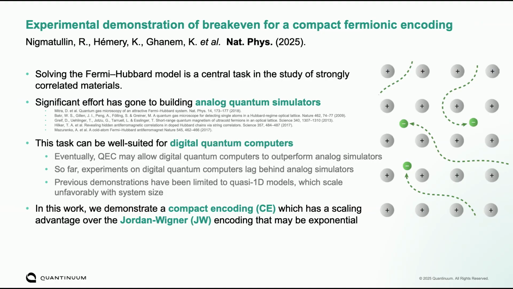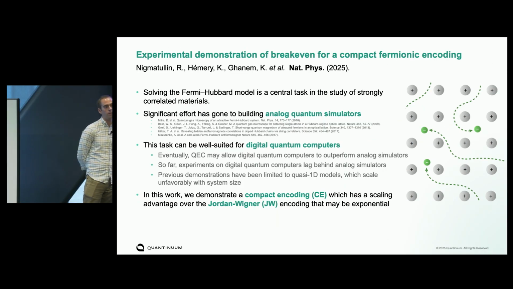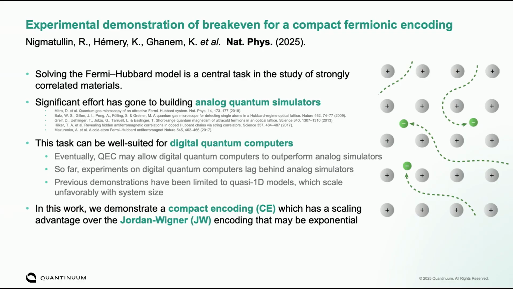And to that end, we performed some experiments on the H2 device that were not beyond the classical limits, but show some promise. And so, as we've heard many times this week, this is an important model to solve, and a lot of effort has gone to building analog quantum simulators. And eventually, QEC may allow digital quantum computers to outperform analog quantum simulators. So far, though, digital quantum computers have lagged behind the performance of analog simulators. And these digital quantum computer experiments have been limited to quasi-1D models, which don't scale very favorably with system size.